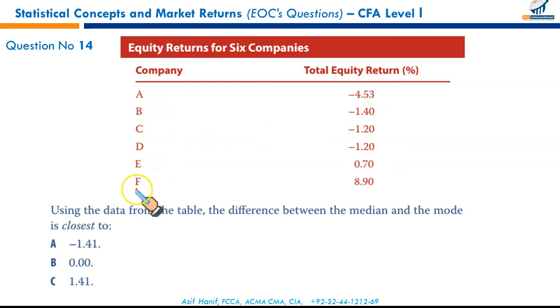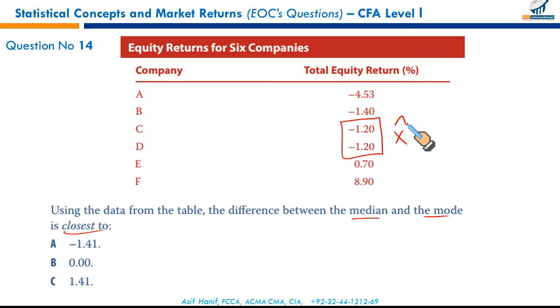Equity returns are given for these 6 companies. Using the data from the table, find the difference between the median and the mode. Mode is the most repeating value. The observation that is highest in frequency is called the mode. Here we have negative 1.20 as our mode.